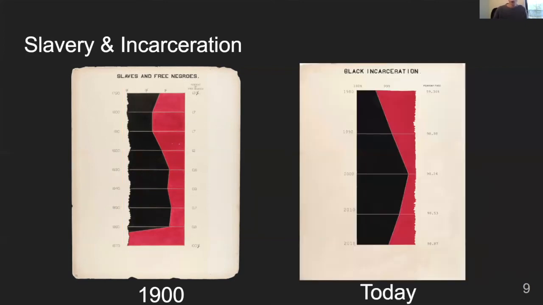So our modern equivalent is looking at incarceration data as the modern day topic of abolition and the modern day counterpart to slavery. We look at incarceration between 1980 and 2018. The rate here is a 99% rate of freedom. The red area still represents the rate of freedom, whereas the black area represents the rate of incarceration.